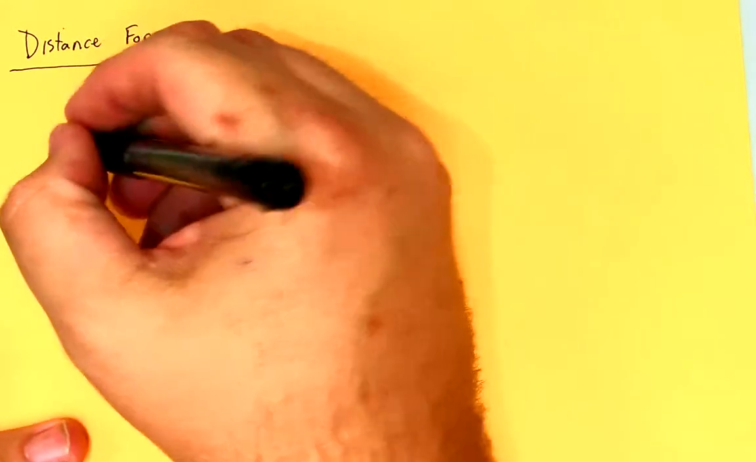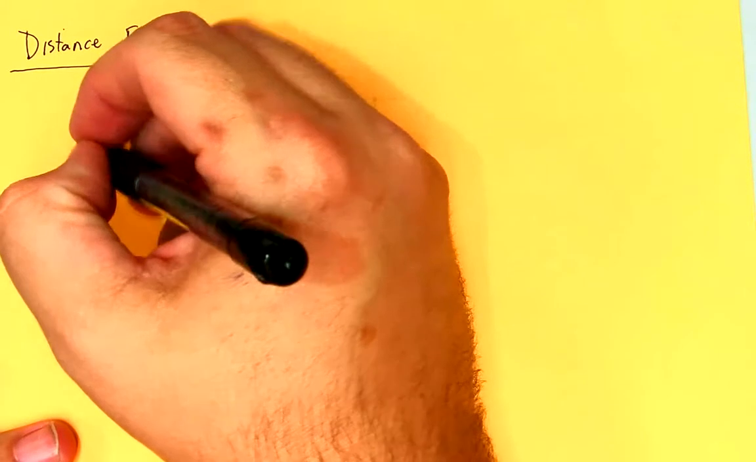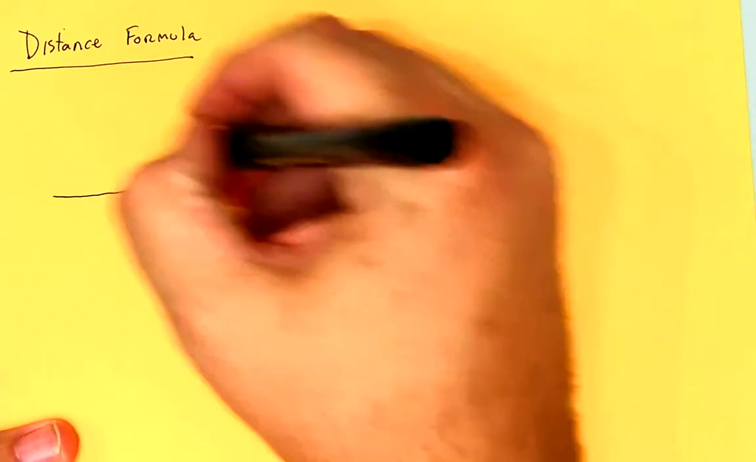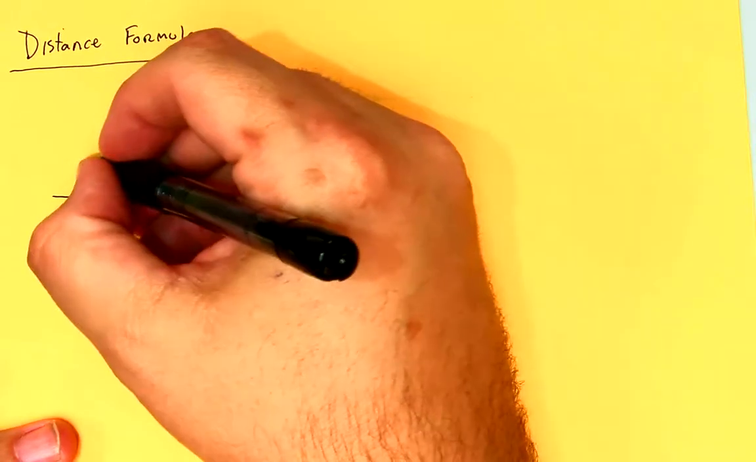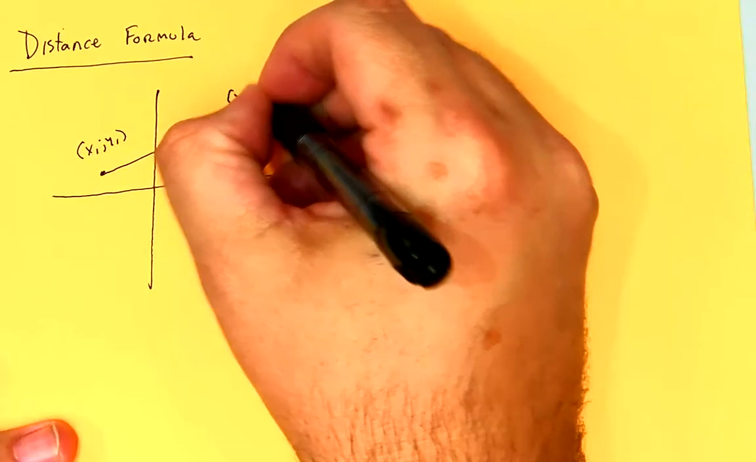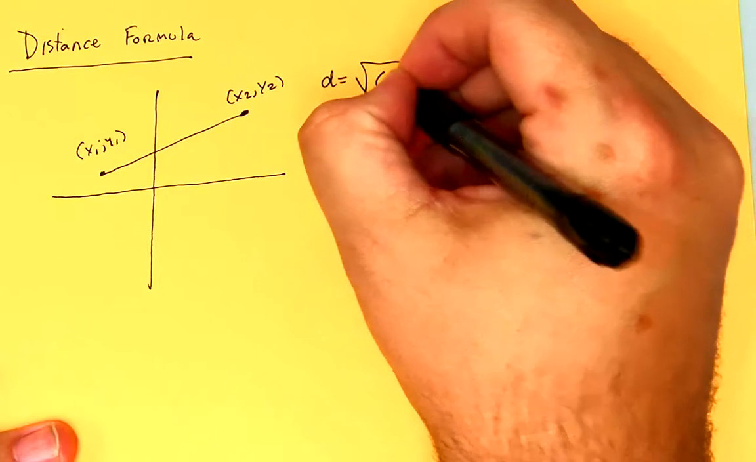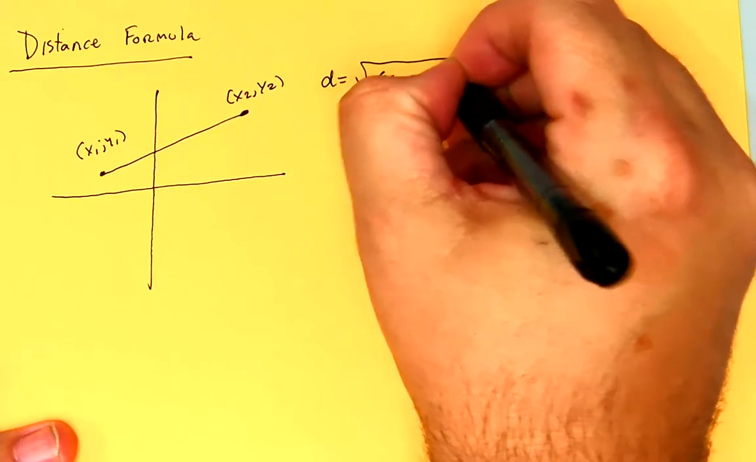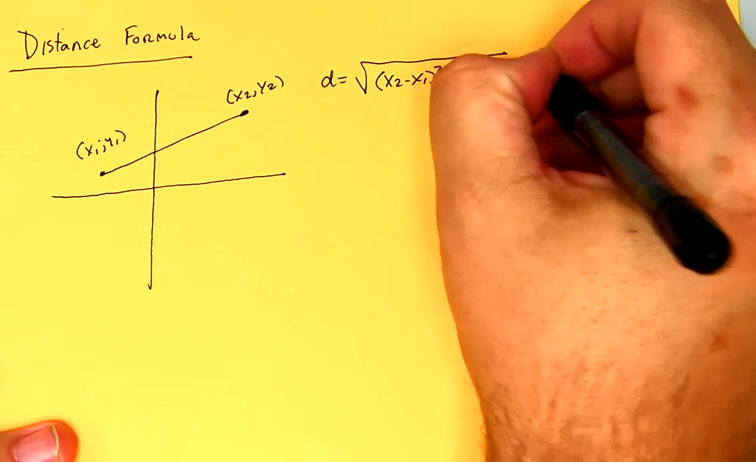Alright, the distance formula. We're going to talk about the distance formula. Now, the distance formula is the length. It's a formula to calculate the length of a segment when you know the endpoints of the segment. So, if I have a segment and I'm going from x1, y1 to x2, y2, the distance formula is equal to the square root of x2 minus x1 quantity squared plus y2 minus y1 quantity squared.